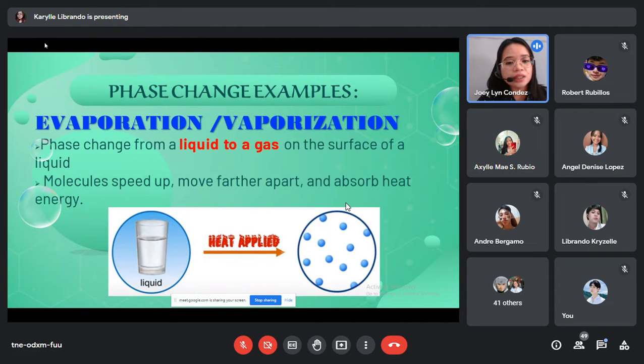So, we increase the temperature. For example, for water, if the temperature reaches 100 degrees Celsius, which is the boiling point of the water, the liquid particles will escape from their liquid phase and enter the gas phase. So, from liquid to gas, that's evaporation. Since we applied heat, the molecules again speed up, and move further apart as they absorb heat energy. Everything that undergoes heat, they expand. So if you heat a matter, its molecules expand.